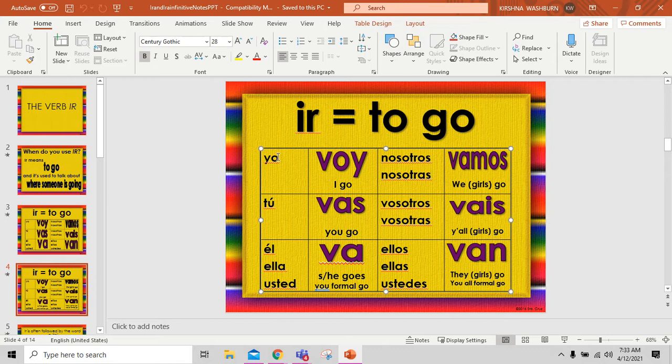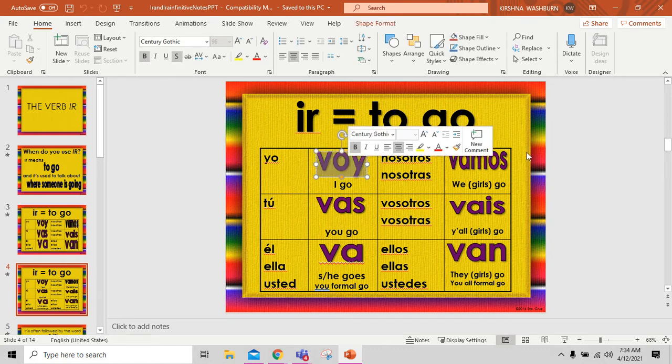When you see the word yo and the verb ir, you have to conjugate. Now, to conjugate basically just means to put the verb into the correct form for the subject. So it is not yo ir, because that would be saying I to go, and that doesn't make sense. You have to say yo voy, or you can just say voy.